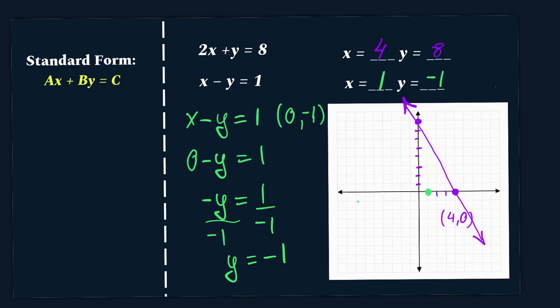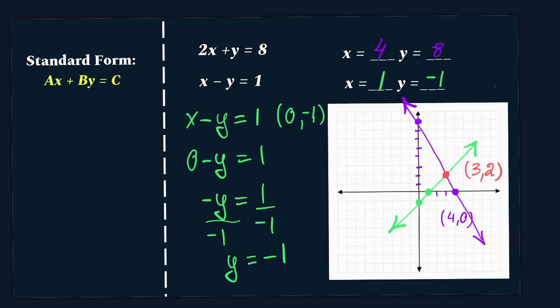Let's go ahead and plot that point. So negative 1 is right over here. Let's draw the line. Okay, so this is our second equation graphed, and here's our solution, which will be (3, 2).